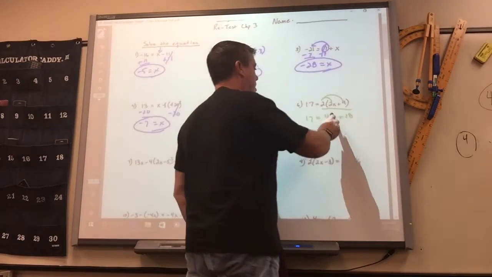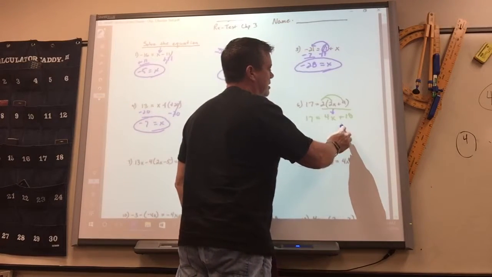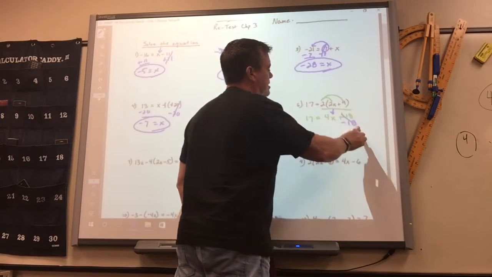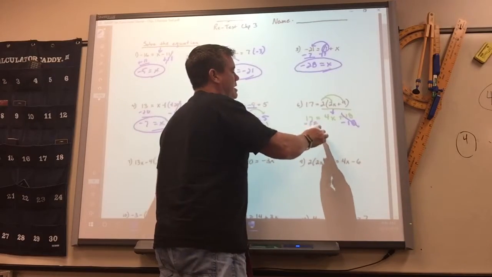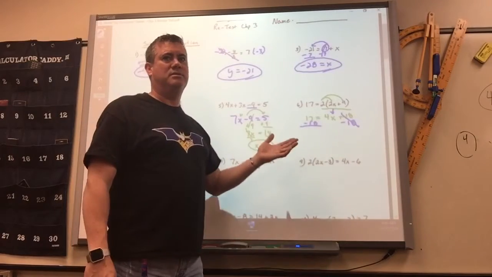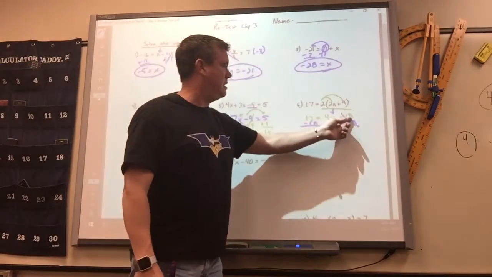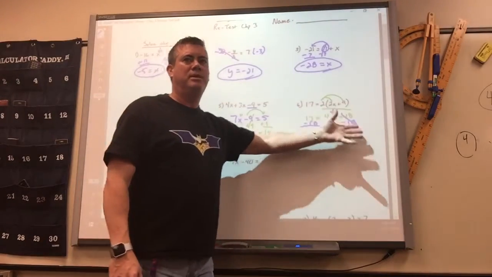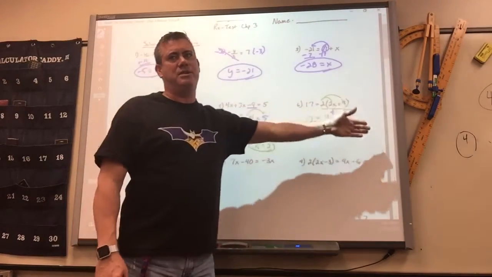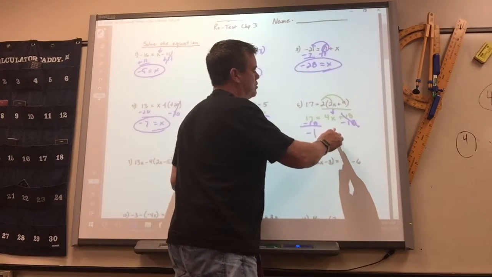So again, it's a 2-step. So to get the x by itself, get rid of the 18 first. It's a plus, so you minus 18. Minus 18 to the other side. Now remember, you can only add or subtract like terms. 17 is a constant. 18 is a constant. So you can combine them. It's just when they're on opposite sides, you got to do the opposite. So that gives us -1 equals 4x.